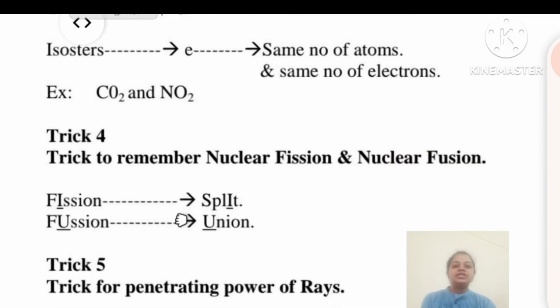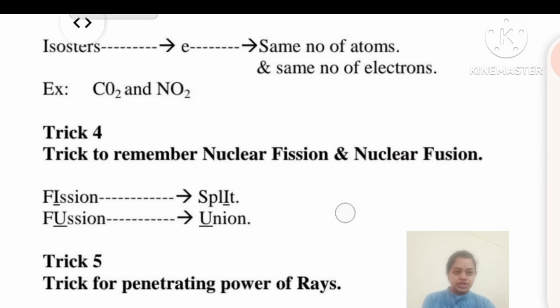Okay. Next, nuclear fission and fusion. How to remember the process? In the word fission, I is more prominent. I means split. In the word split, I is there. So, I, fission, split. Then fusion, letter U. U means union. You can remember it as fission, split, fusion, union.